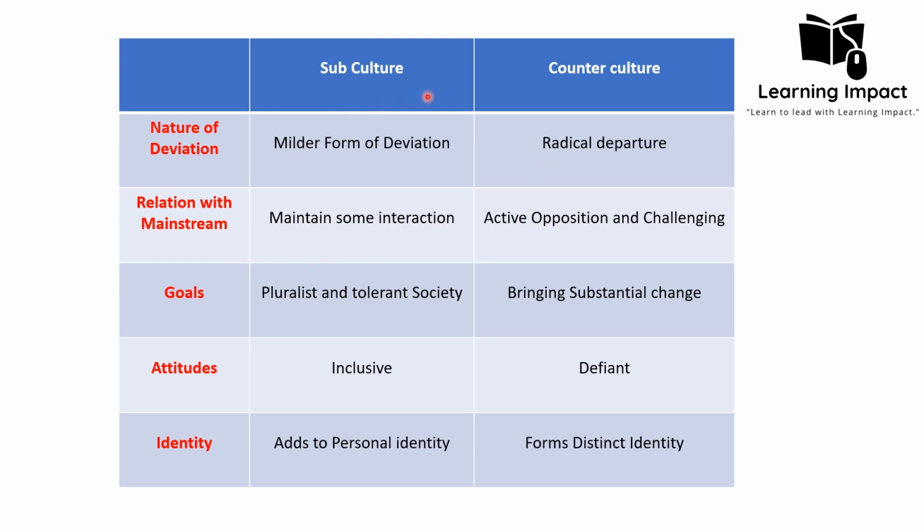Then how the subculture and counterculture are related to the mainstream. In case of the subculture, it maintains some interaction with the mainstream culture, because as we discussed, it is a culture that lives within a large culture. So they do not boycott the dominant culture, they maintain some interaction with it, and also celebrate the dominant culture and their own culture. But in case of the counterculture, they do not maintain interaction. In fact, they actively oppose and also challenge the values of the dominant culture.